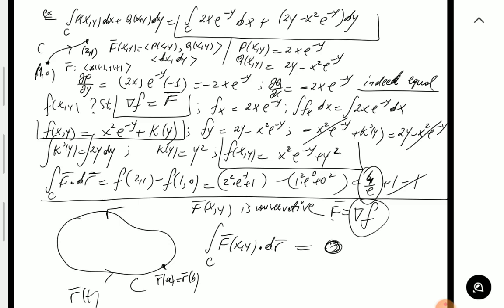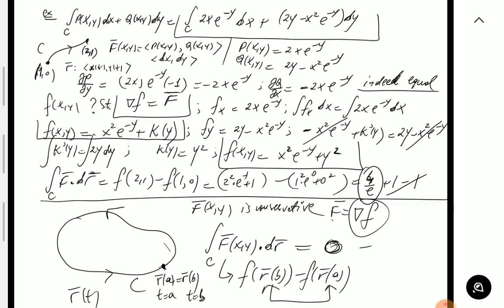I start at the point, when you are at this point, that happens for parameter t equals a. And then I go around the curve, and then I go back to the initial point at a later time, call it t equals b. But the coordinates of the initial and the final points are the same. And because the vector field is conservative, the integral of the vector field is f evaluated at the final point minus f evaluated at the initial point. But because these two points coincide in space, they have the same coordinates, obviously the answer is 0.